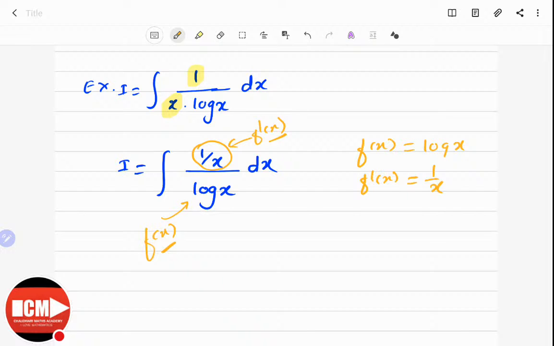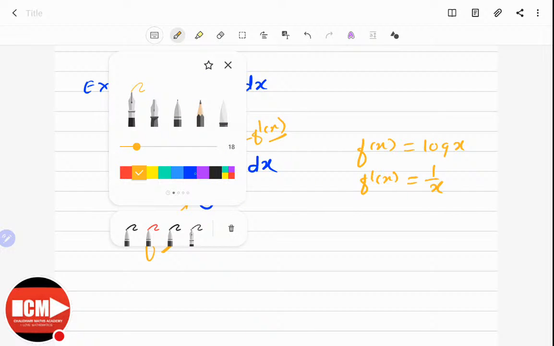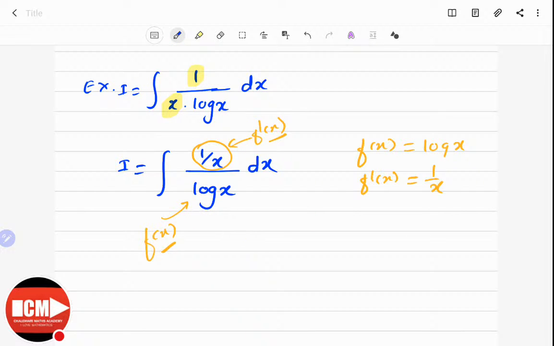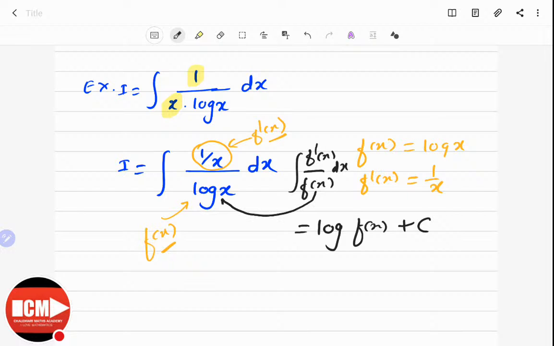So are you able to guess the final answer? Please try to write the final answer for this question. Please apply the corollary. The corollary is function in the denominator, derivative in the numerator, and the final answer is always log of f of x plus c. Don't get confused with this. So f of x in this case is log x. So the final answer for this problem is log of f of x, which is log of log x, plus c. So this is the final answer for this question.